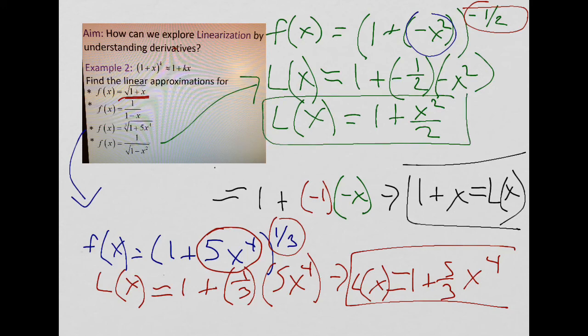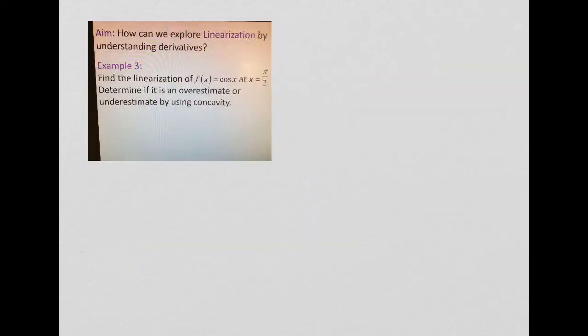Okay, I know you thought we were done, but just one more problem. And I like this problem because it not only asks for linearization, but it says determine if it is an overestimate or underestimate by using concavity. So in previous problems we talked about concavity, and if we draw in the tangent line, is it an overestimate or underestimate, especially when we went over AP questions. So let's first find what L of x is.